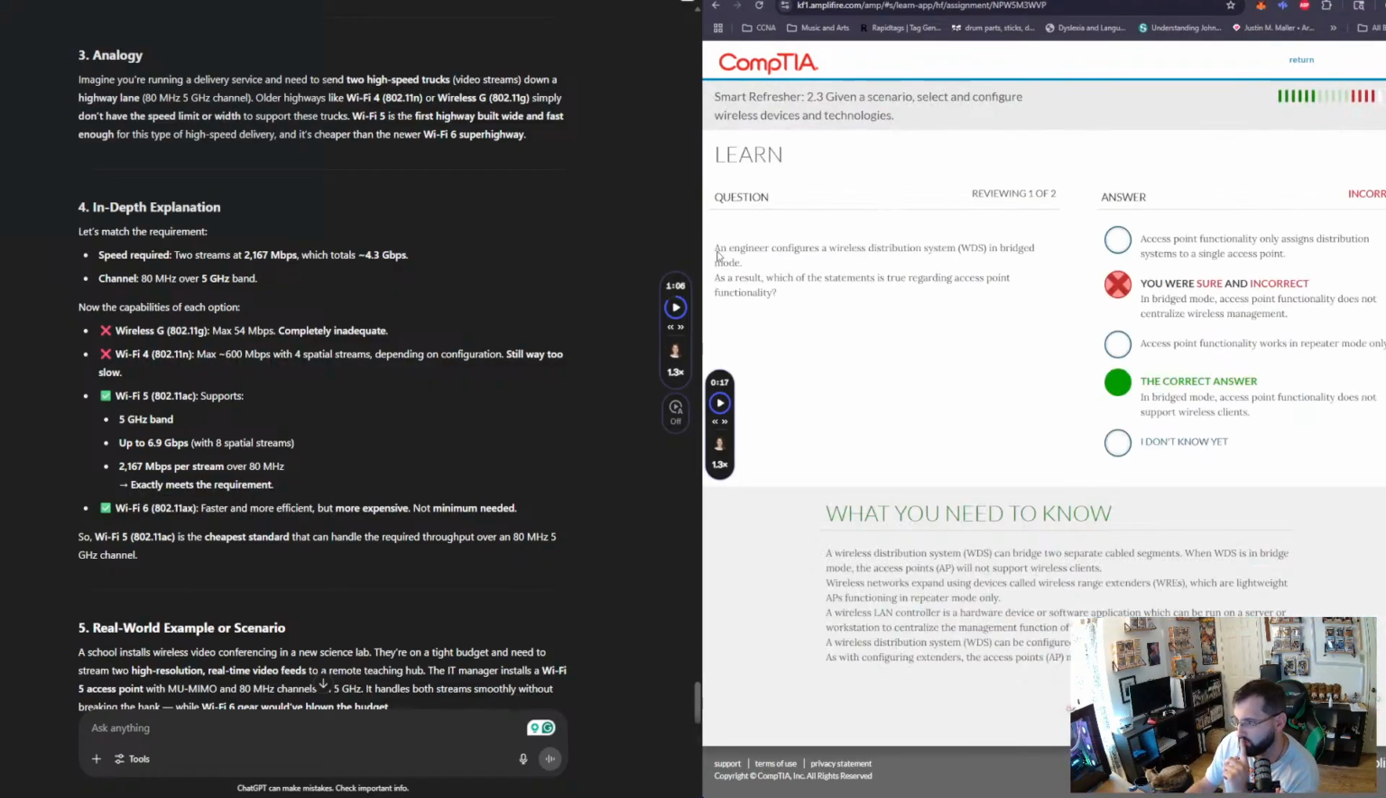Yes, I want to learn. Give me more. An engineer configures a wireless distribution system, WDS, in bridged mode. As a result, which of the statements is true regarding access point functionality? Okay, now hold on. In bridge mode, access point functionality does not support wireless clients. That's false, because I can put my Eero 7s in bridge mode.